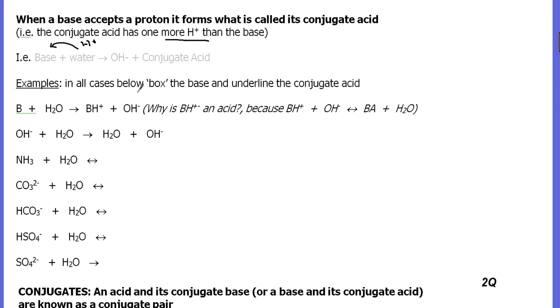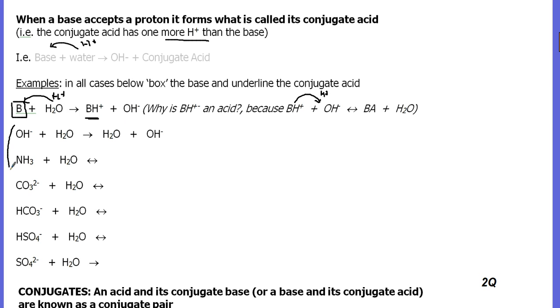So down here, in all cases below, box the base and underline the conjugate acid. In this case, the water has donated a proton to our base, therefore our base has become BH+ plus OH-. So this is accepting the proton, therefore this must be the base. This is what it's become, this species with one more hydrogen ion. This is the conjugate acid, because in theory, this new species, BH+, could donate a proton back to the hydroxide ion again, depending on how strong or weak this original base B was. Because BH+ can donate protons, it's technically an acid, and we call it the conjugate acid of this base B.